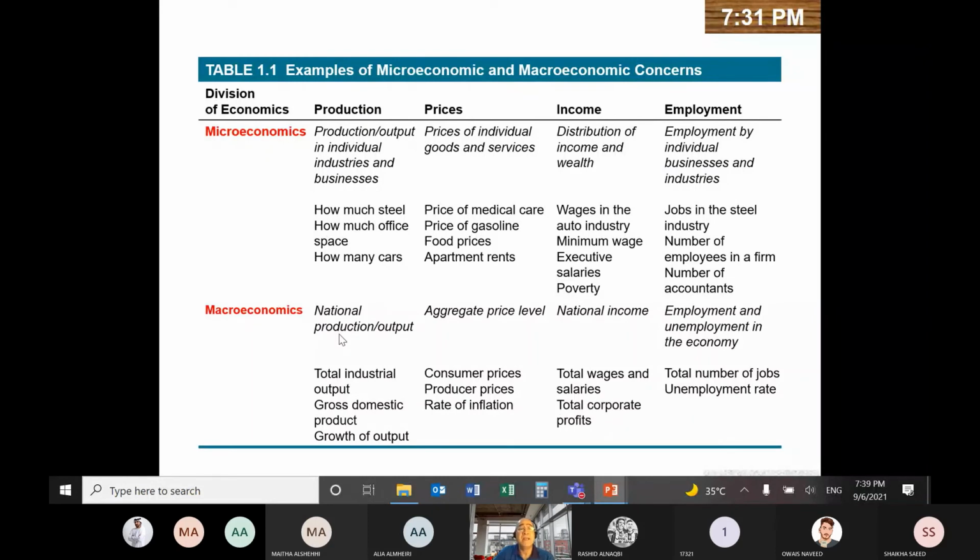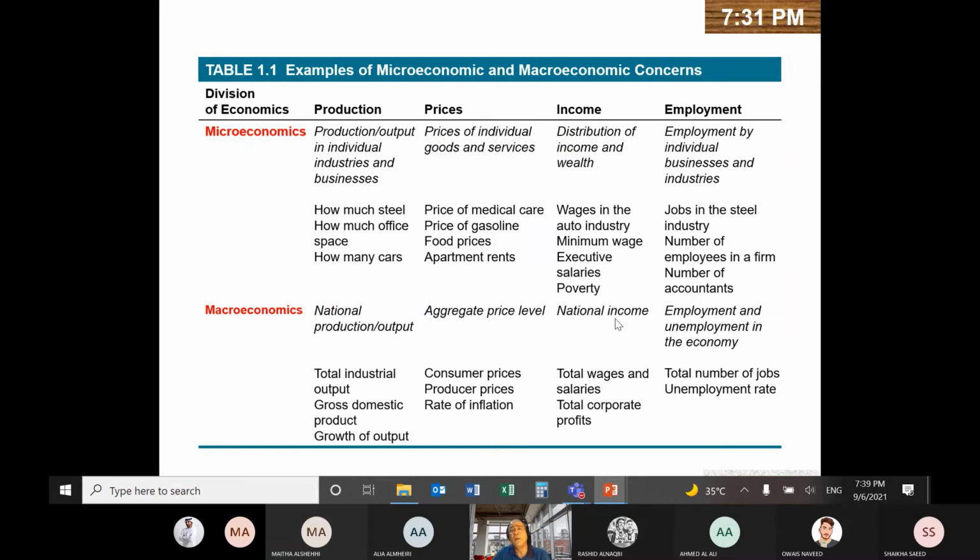What is the aggregate output? What is the gross domestic product? Gross domestic product, الناتج المحلي الإجمالي, or aggregate output. What is the level of economic growth for the whole country? What is the inflation rate? An increase in the overall price level. What is the overall price level? It is an index that reflects the prices of different goods and services.